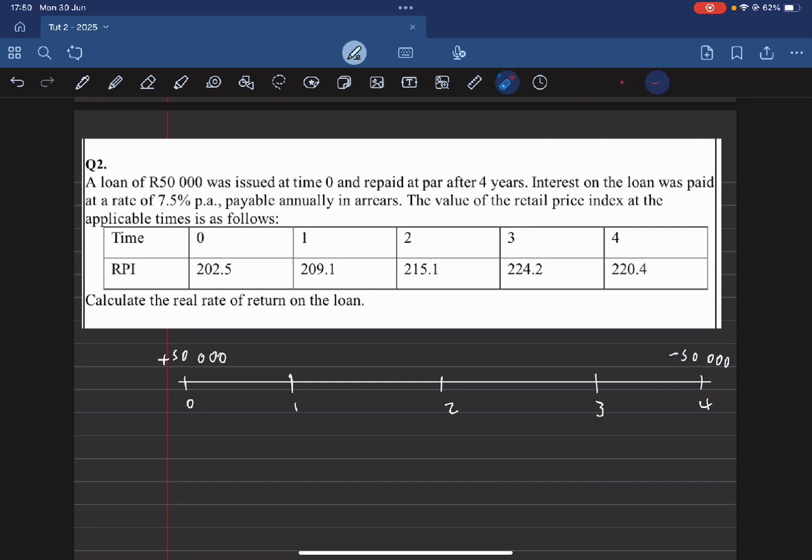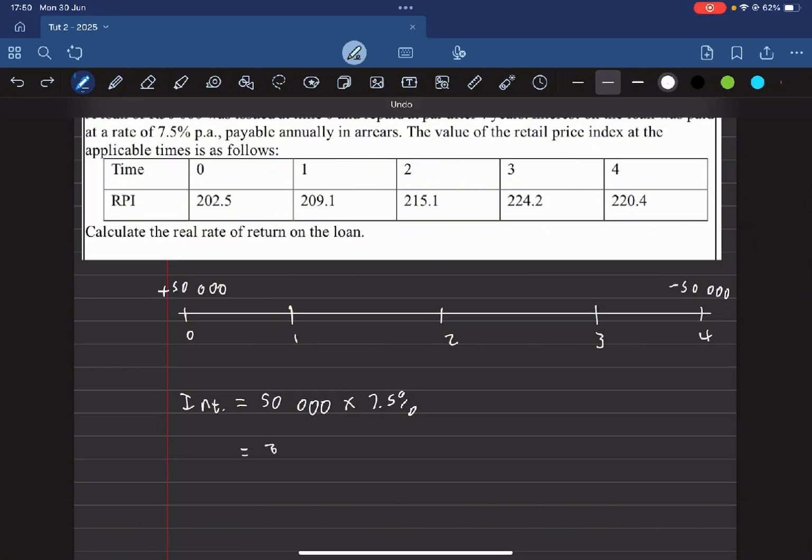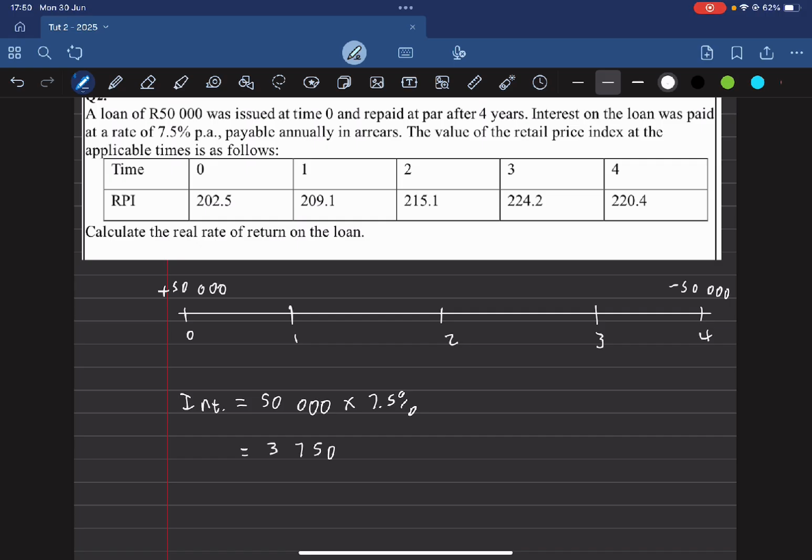Okay. And then it says interest is 7.5% payable annually in arrears. So let's work out what 7.5% of 50,000 is. So the interest is 50,000 times 7.5%. And when I put that into my calculator, I get 3,750. So we'll be paying interest. It says in arrears, so for this period, we'll be paying it at the end of the year. So we'll be paying 3,750 here, here, and here. Okay, cool. So that's our timeline done.